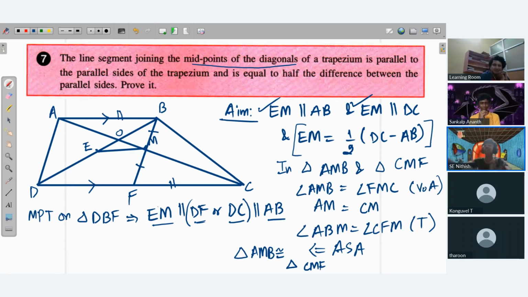I'll just give my ideas briefly. If they are parallel, it's a parallelogram. Which parallelogram? Give me the name. ABFD is a parallelogram. In a parallelogram ABFD, AB is equal to DF.